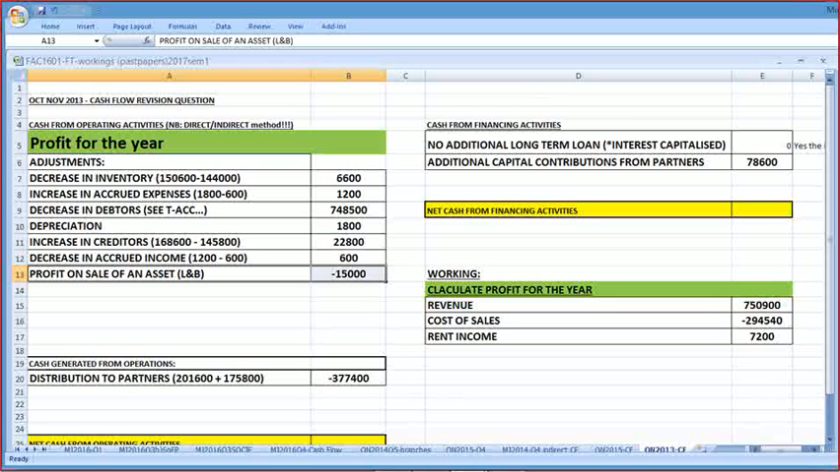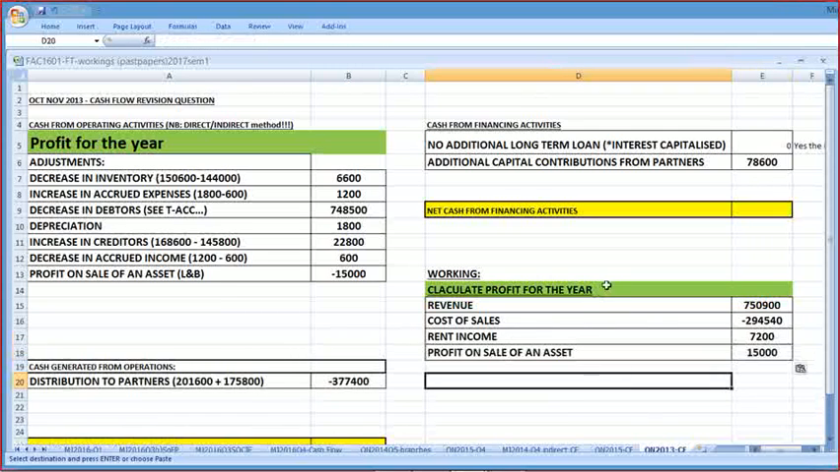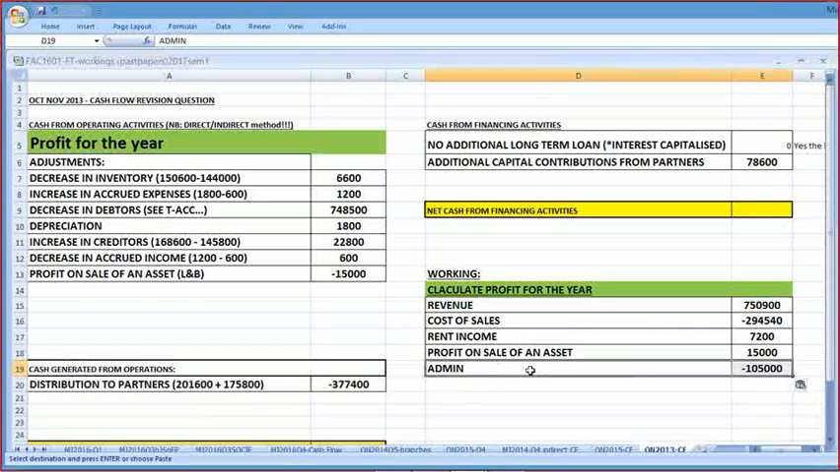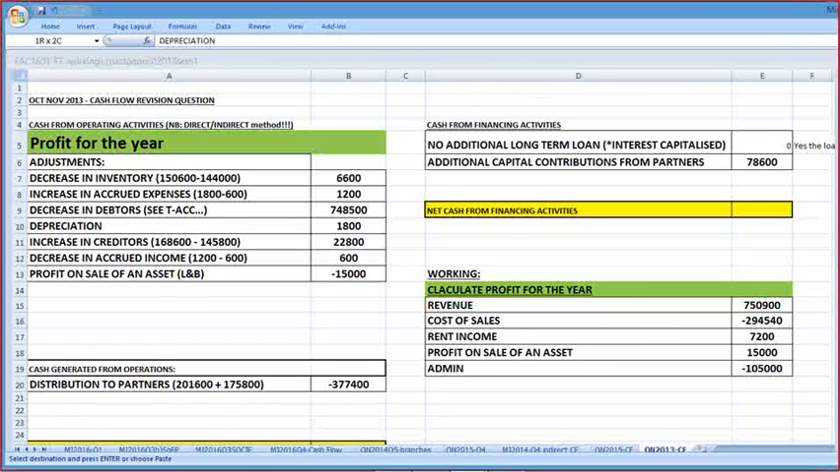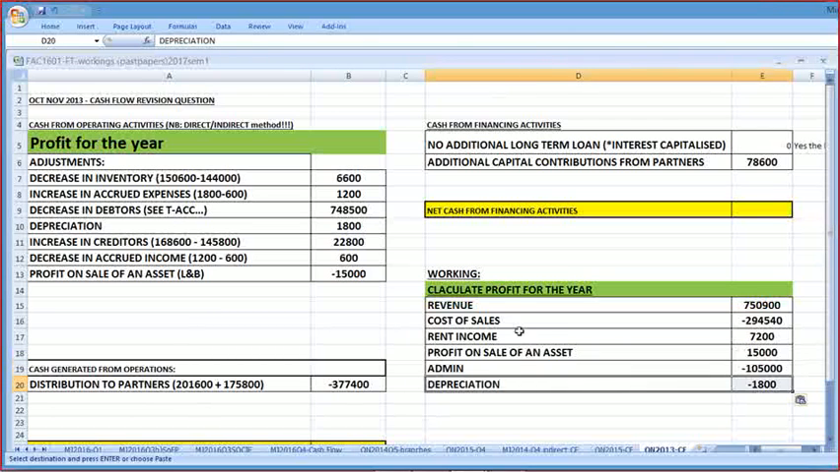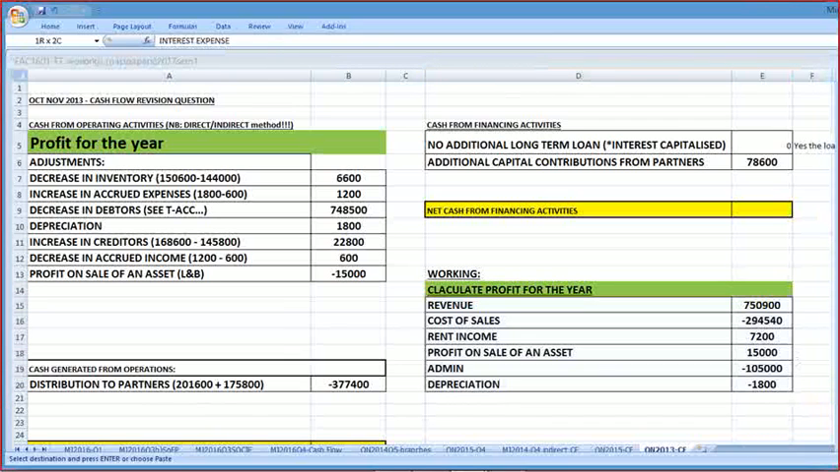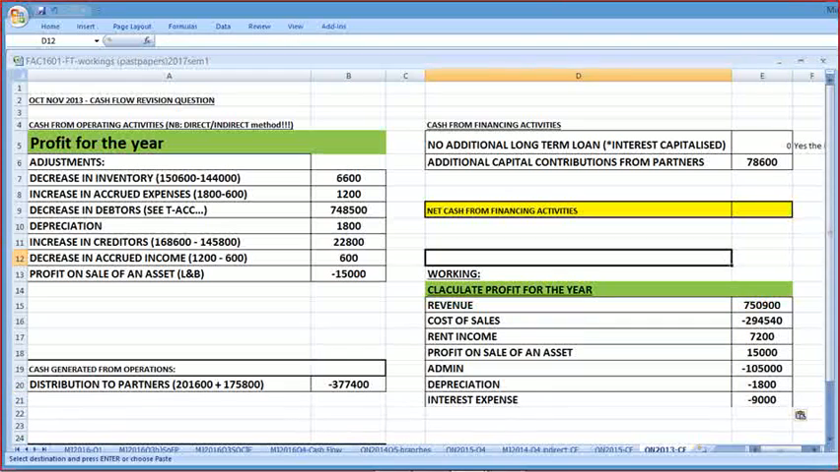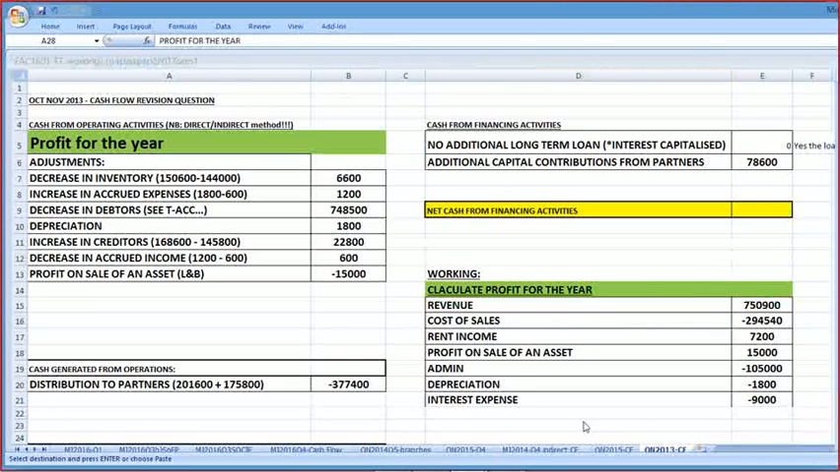Would you take that into consideration when working out the profit? Yes, you would. Next, administrative expenses. Do I need them? Yes. Next, depreciation we looked at, right? Yeah, depreciation will affect this calculation for profit for the year. And then we had interest expense, right? Yeah.